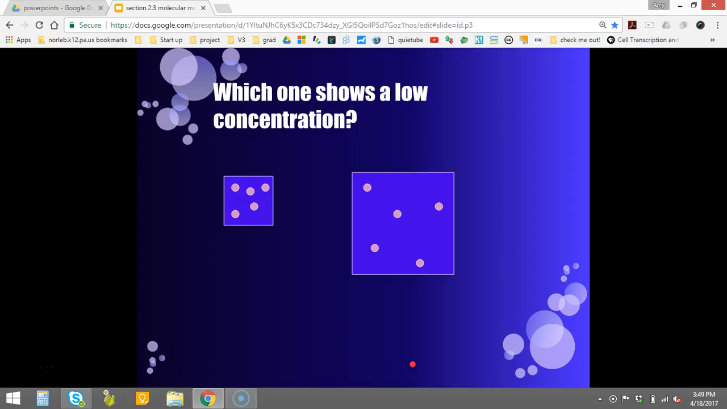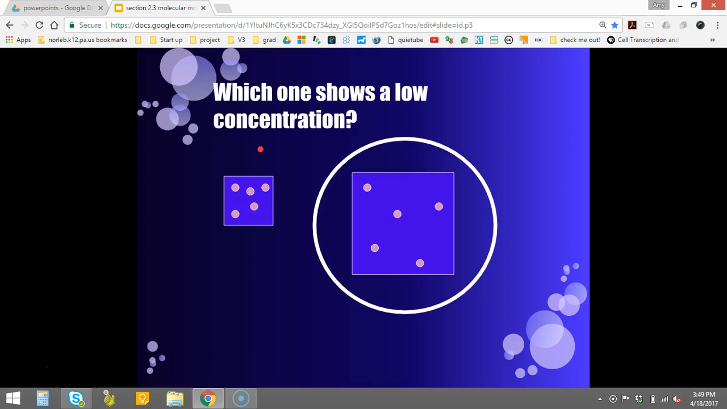If we change it just a little bit, let's pretend each dot represents a person, and now we have two different size elevators. If you count the dots, 1, 2, 3, 4, 5, 1, 2, 3, 4, 5, there's the same number of people in both elevators, but this one is a significantly smaller space. So which one shows the concentration at the lowest? It's again the one on the right because it has the most space. So concentration can be determined by the amount of space you have.